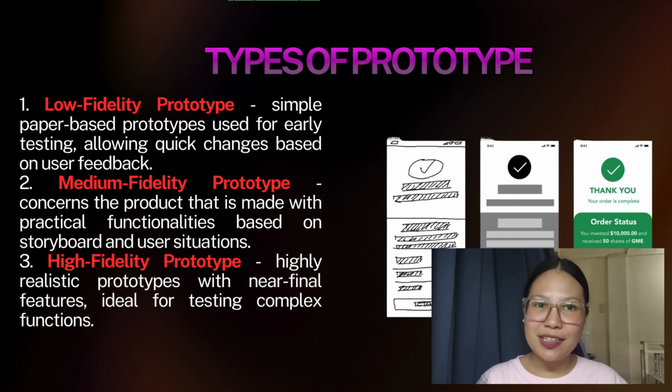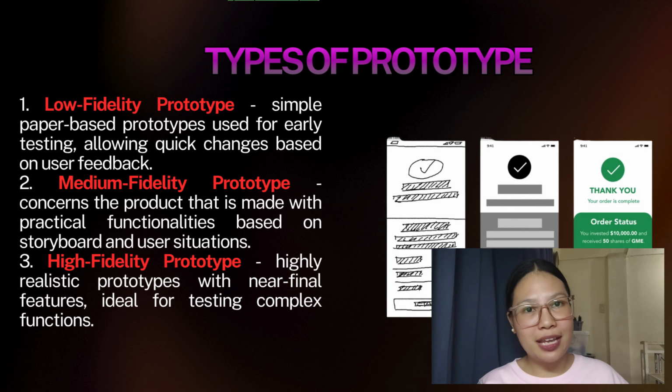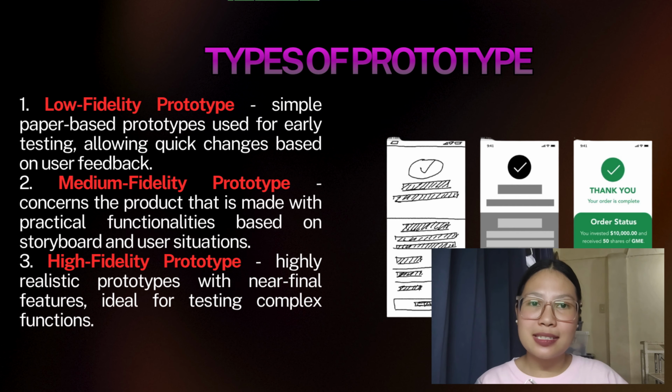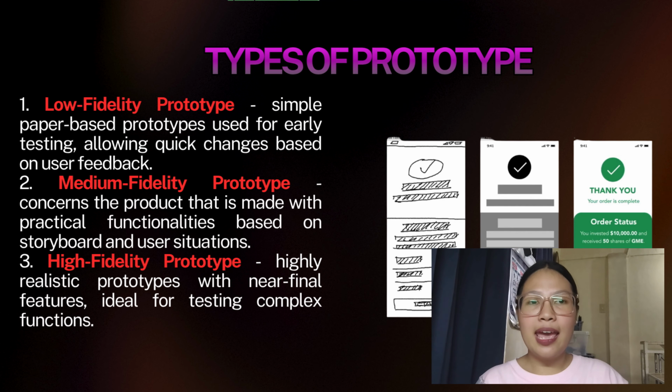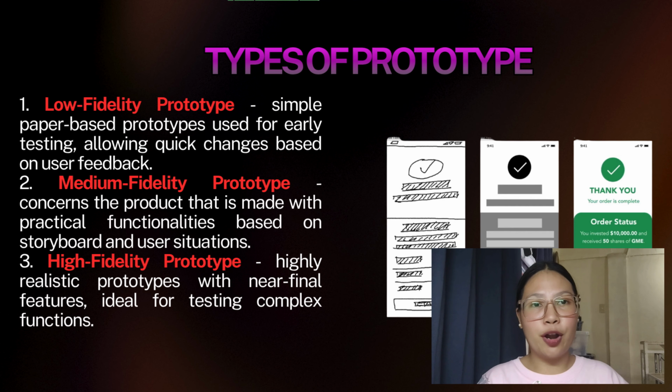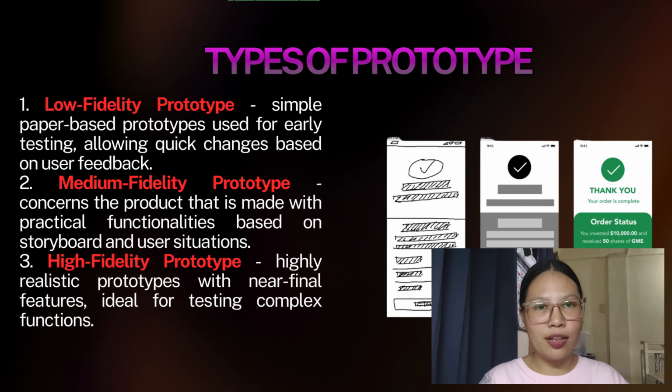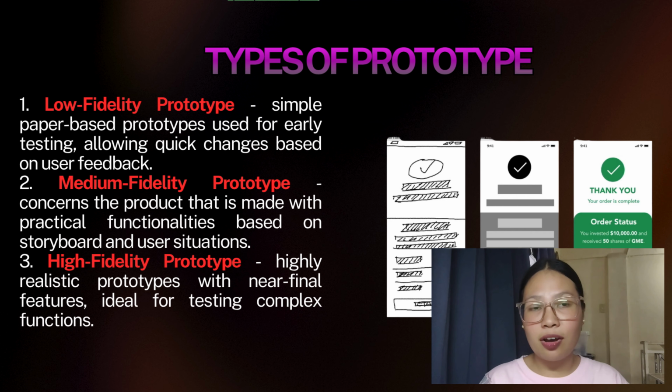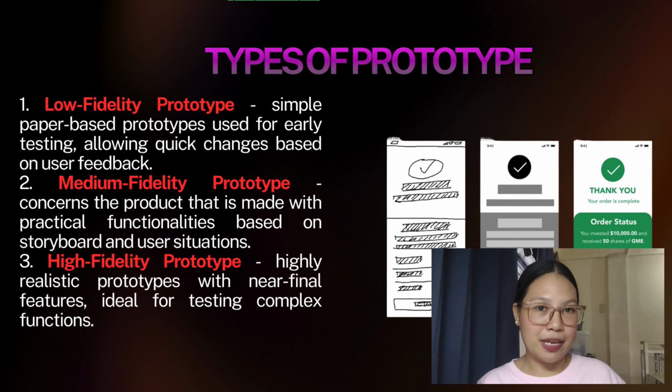So let's now proceed to different types of prototype. So first we have here the low fidelity prototype. So it is a simple paper-based prototype that shows the structure or the layout of the product, and it is commonly used for brainstorming without focusing on the design details such as the colors, the fonts, and the animations.